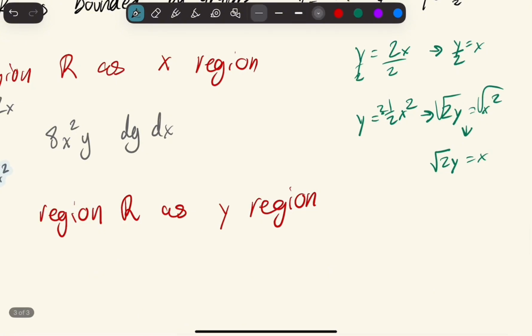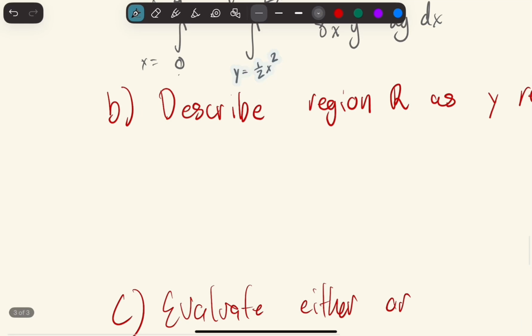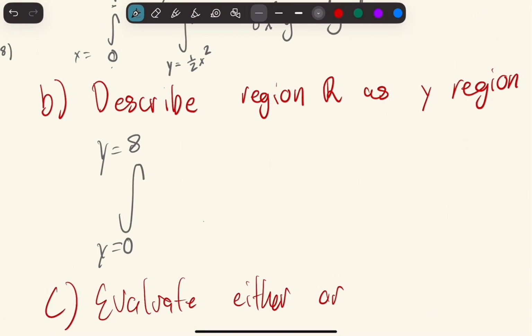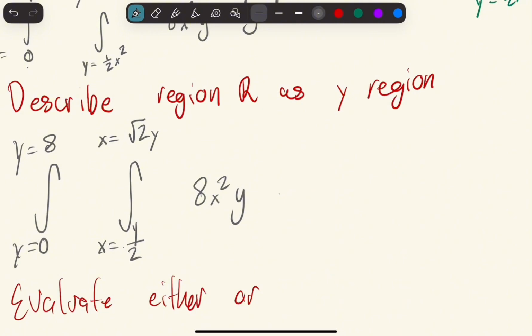And so we come back over here, and again the graph shows us something like this. This is 4, 8, and this is 0, 0. So that's where I know that y equals 8 and y equals 0. And then as a y region, x goes from y divided by 2 to the square root of 2y. We get the same thing, 8x squared times y dx dy.